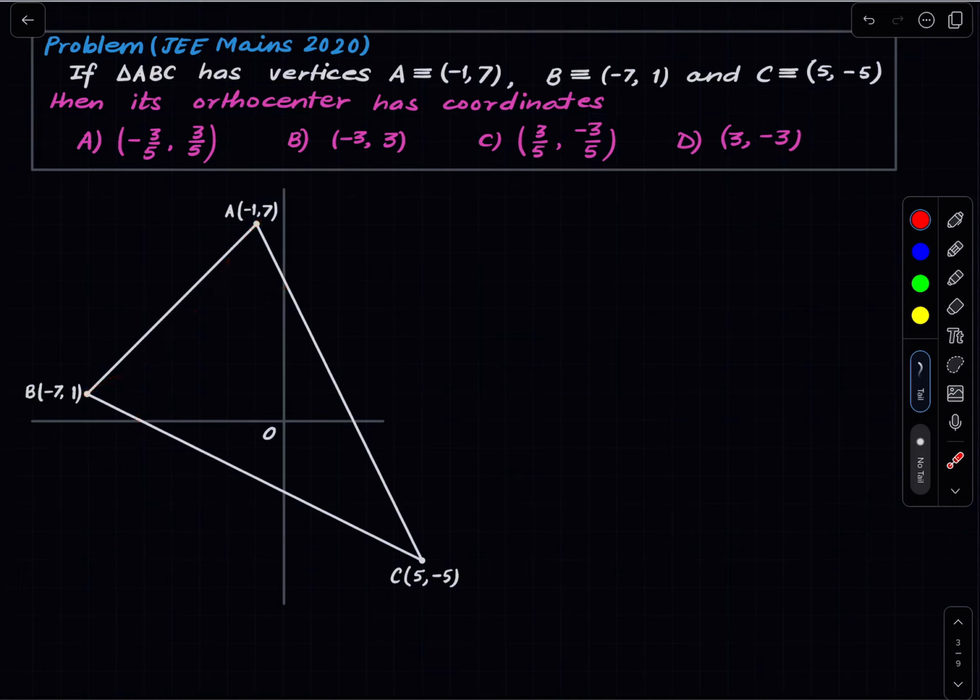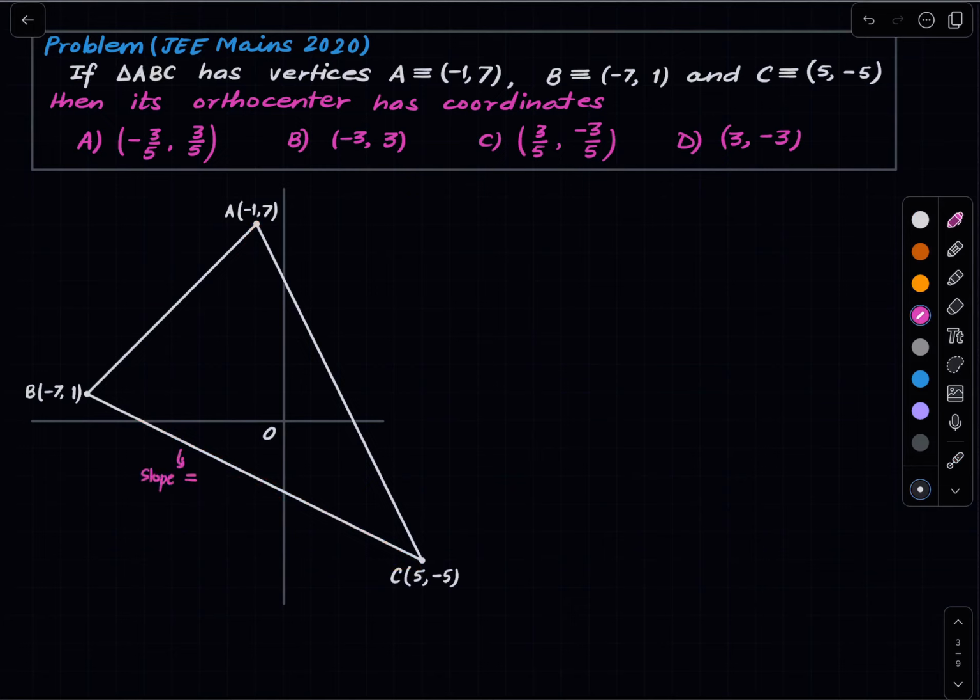So it is a magical fact that the 3 altitudes of any triangle are concurrent. And to find the orthocenter, we will just write the equation of the altitude passing through A. We'll write the equation of the altitude passing through B, and find the point of intersection of these 2 lines. So that will be the strategy. Okay, so to find the equation of this line, we first need to find the slope of this, and once we know the slope of this, we will know the slope of that, because the product of slopes of 2 perpendicular lines is -1.